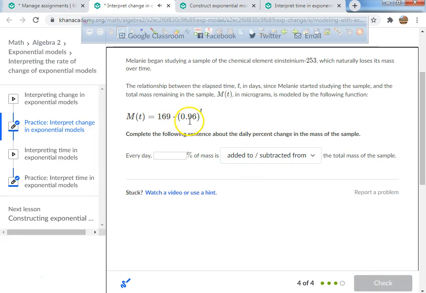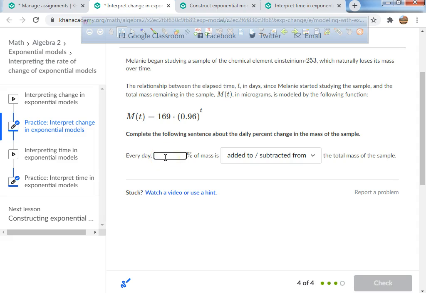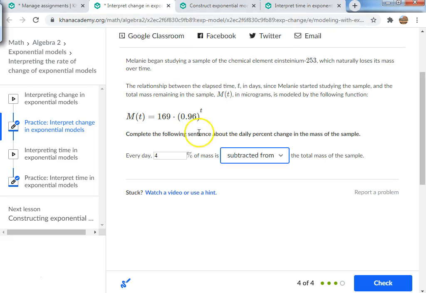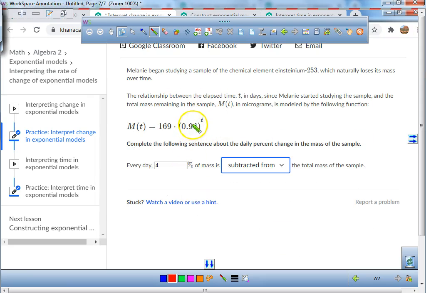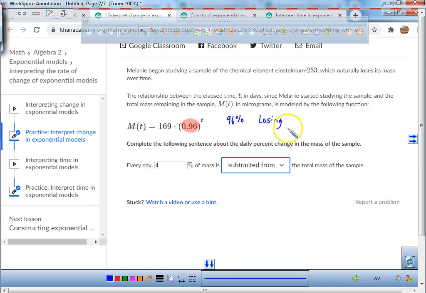All right, right now, we're only keeping 96%. Okay, so if we're only keeping 96%, how much are we losing? Every day something's being lost. What are we losing? 4% is being subtracted from the total mass. So this part is really easy. It just helps you understand, hopefully, over time, what does that mean? That means, what are you keeping? You're keeping 96%. That means you have to be losing 4%.